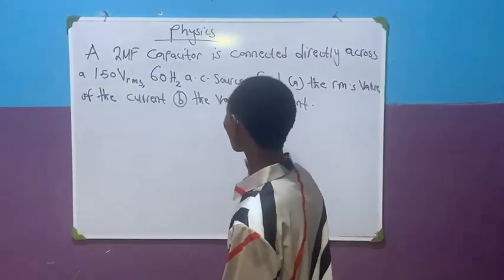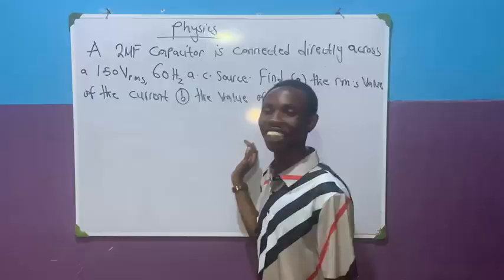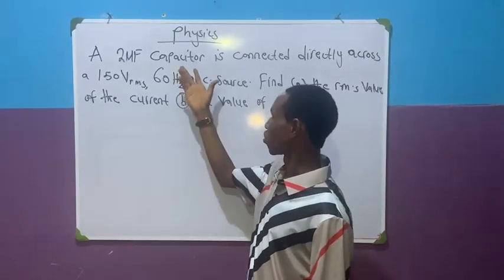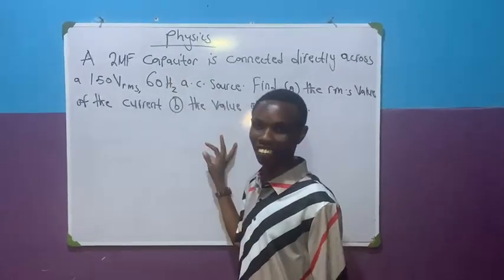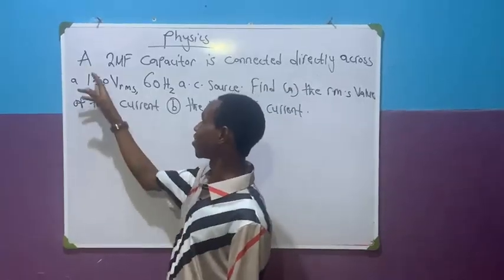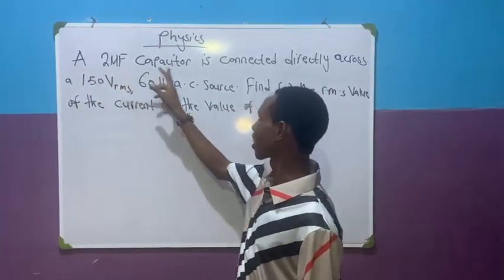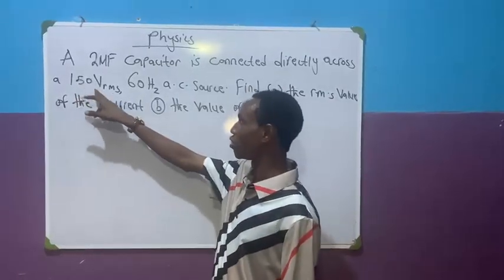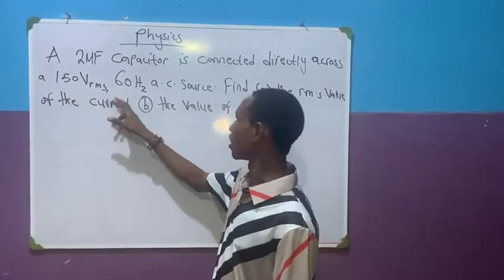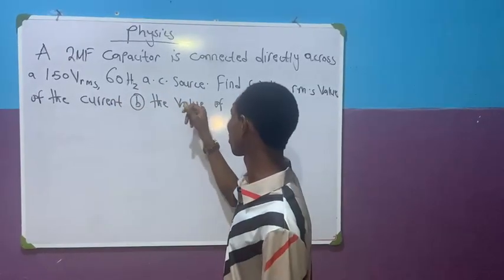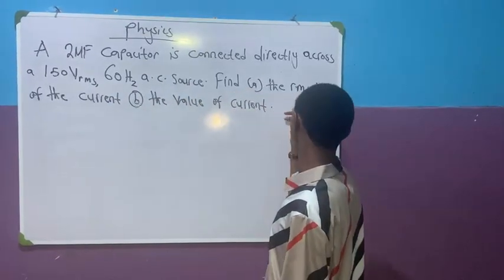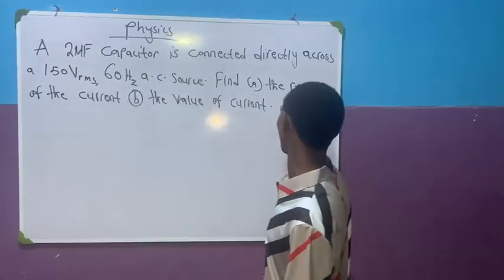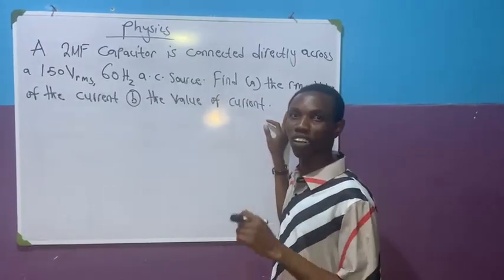Okay, so this is physics. This is a question under simple AC circuits. The question says: a 2 microfarad capacitor is connected directly across a 150 volt root mean square, 60 Hz AC source. Find the root mean square value of the current. So this RMS means the root mean square value.